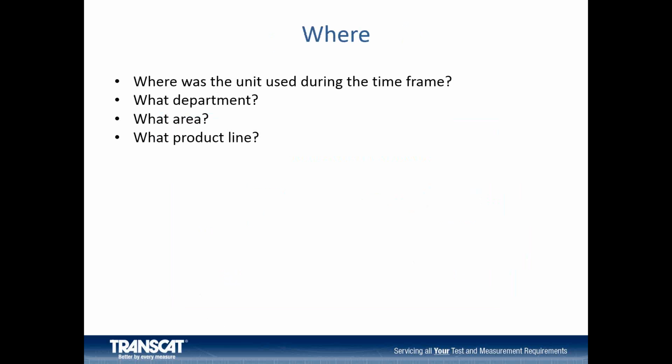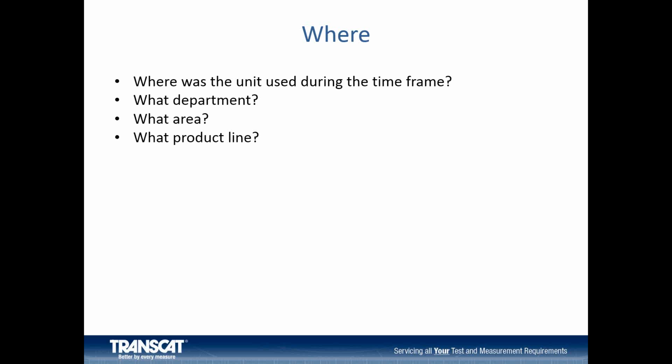Where was the item used? This is probably the biggest challenge we have. We have customers ask us all the time, how do you keep track of your equipment? What's the better way to find things? This is probably the weakest link in the chain of traceability. This is where traceability most likely is going to break down, especially in large facilities.